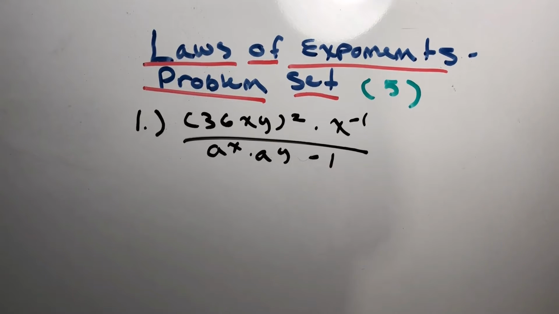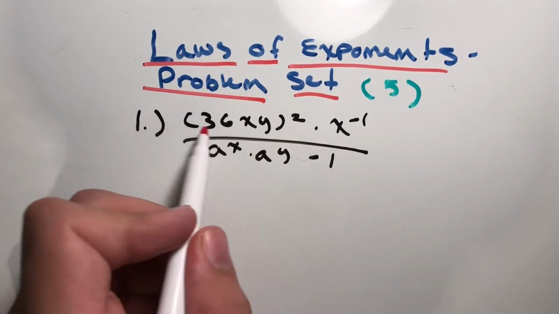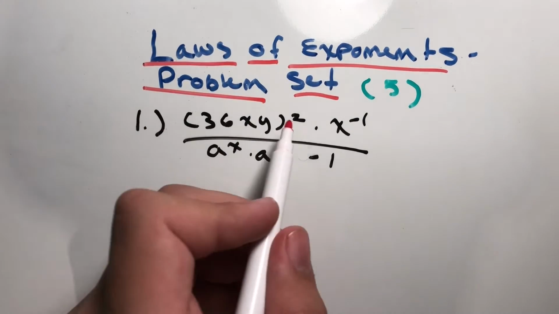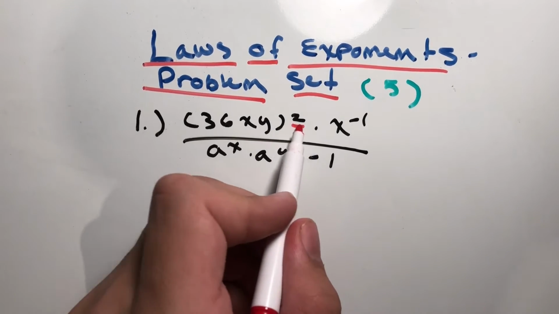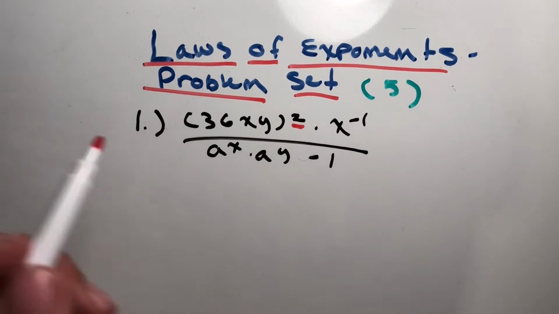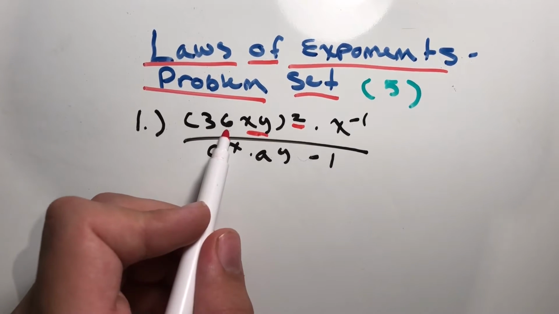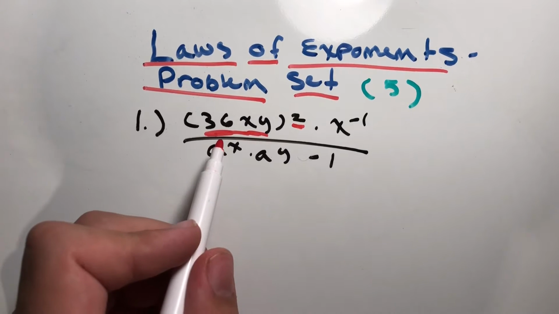Right off the bat, the first thing I'm going to do is highlight the parts where a law is going to come into play. I'll just use the red color here. We can see that this 36xy being squared clearly uses law 2, because we have something in parentheses being raised to an exponential power, not combining two things with the same base. So law 2 is going to be used to clean up this first part.